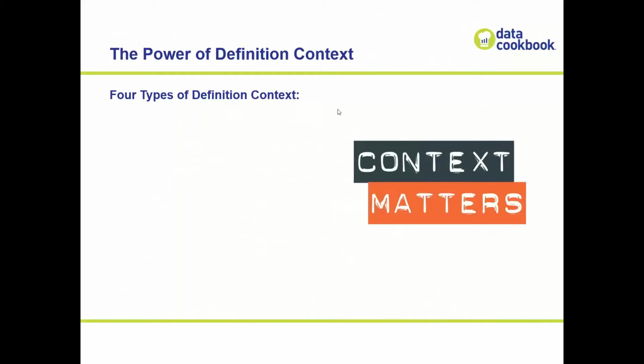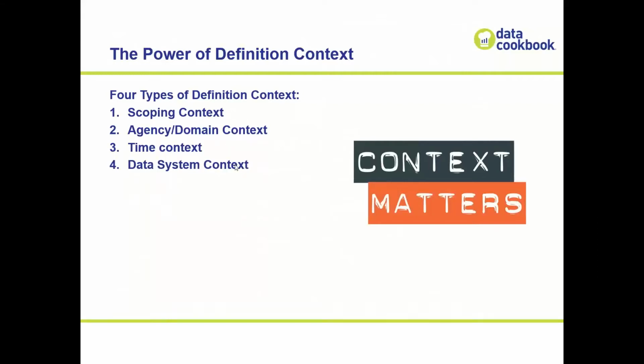So there's 4 different types of context, really 3, because I'm going to eliminate one in a second here. The scoping context, agency or domain context, time context, and then data system context. So the example here is like I have address. So the scoping context might be context. One of the things might be street, right? So the street is a limiting scope for that term. Current address street might be a time context limiting scope.